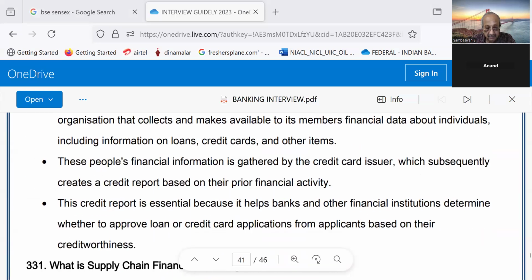These people's financial information is gathered by a credit card issuer, which subsequently creates a credit report based on their prior financial activity. The credit report is essential because it helps banks and other financial institutions determine whether to approve a loan or credit card application from the applicant based on their creditworthiness.